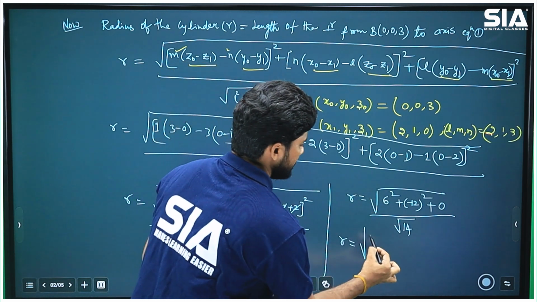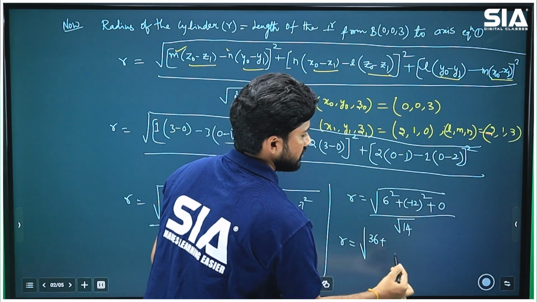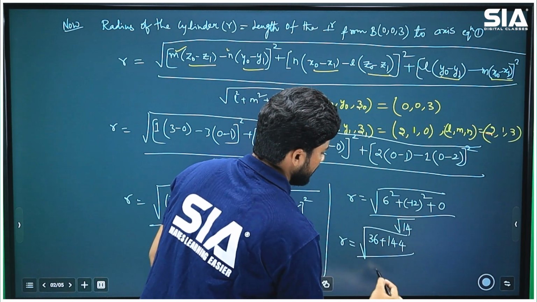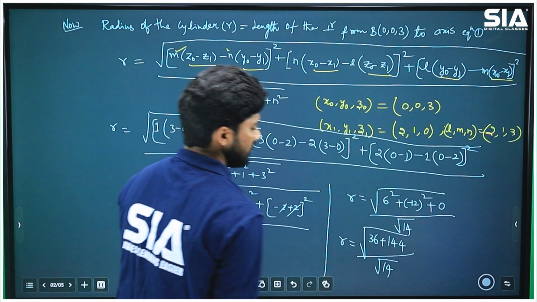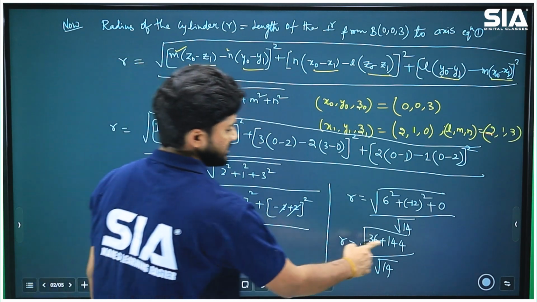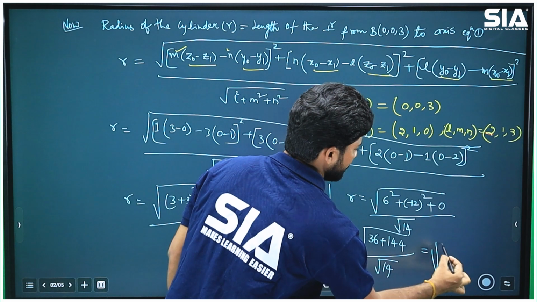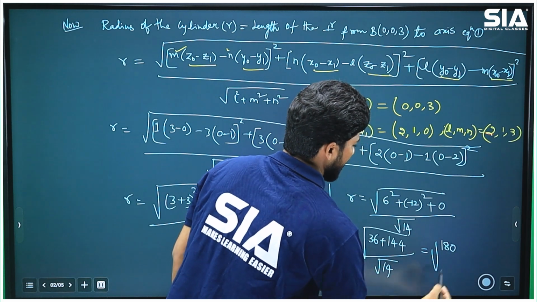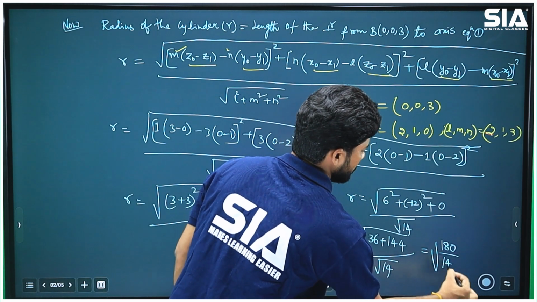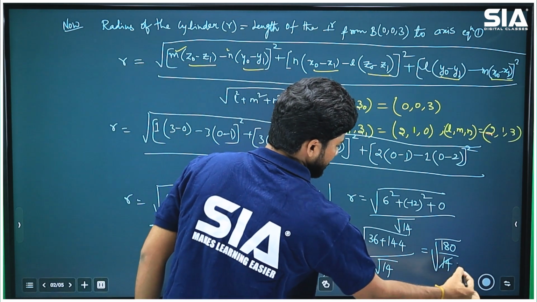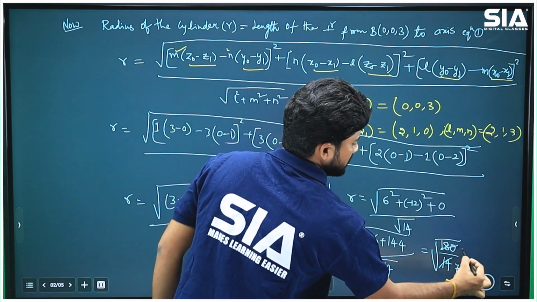The 6 square is 36 plus 12 square, minus 12 square means 144, whole divided by root 14. So therefore we can write 36 plus 144, which is 180. So 180 I am writing whole root by 14. We can cancel this value.